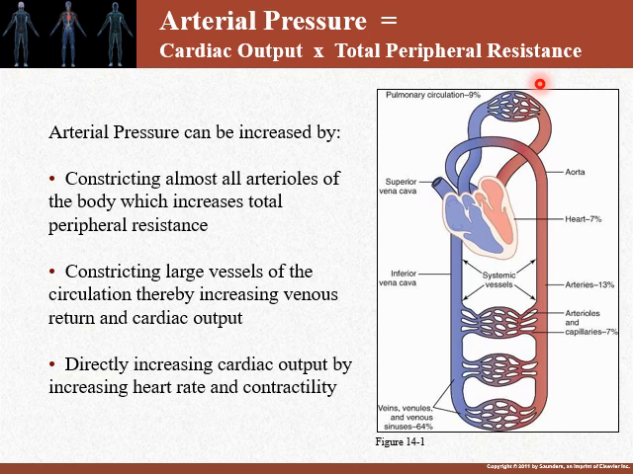How can we increase arterial pressure? Arterial pressure can be increased by constricting almost all arterioles of the body. By constricting arterioles, we decrease their diameter, and by decreasing their diameter, we increase their resistance. So diameter and resistance are inversely related. When we increase resistance, we increase the force exerted on the walls by the blood volume, and that will actually increase the pressure.